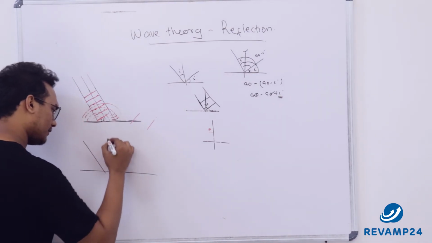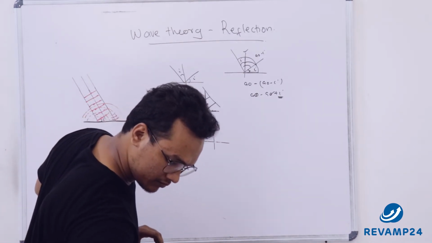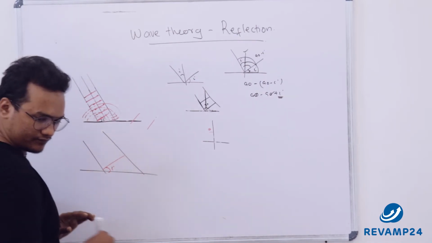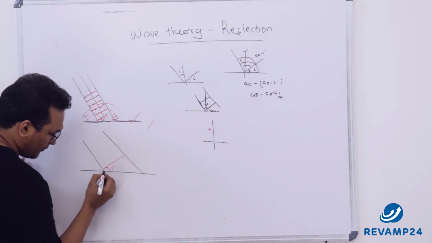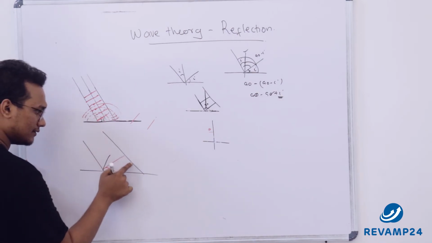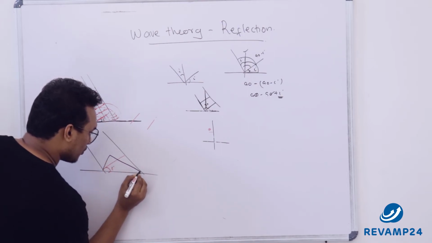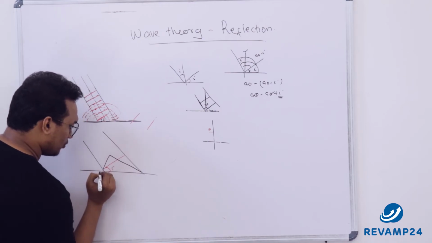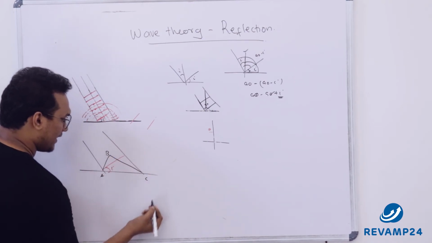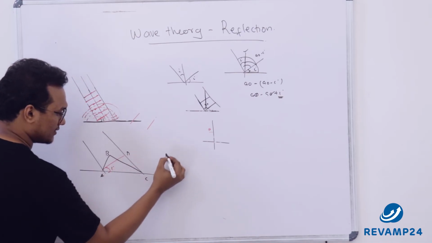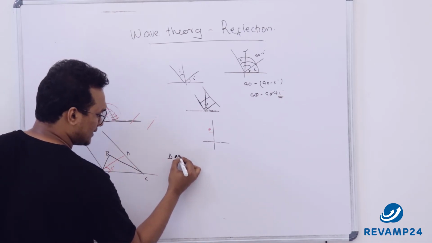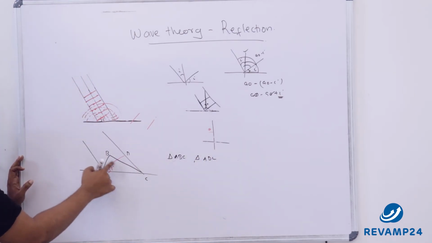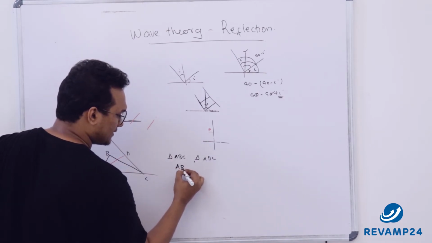Incident ray, incident angle. Now this travels here, this reaches here. Now I'm going to draw a triangle here. So I have got two triangles here. One is ABC and another one is ADC. So comparing triangle ABC and triangle ADC, I could say that AB is equal to CD.